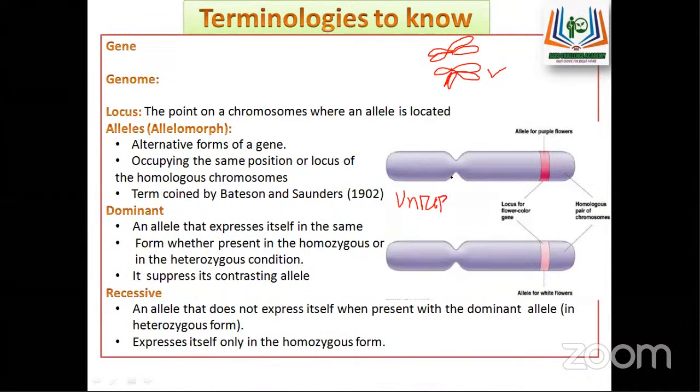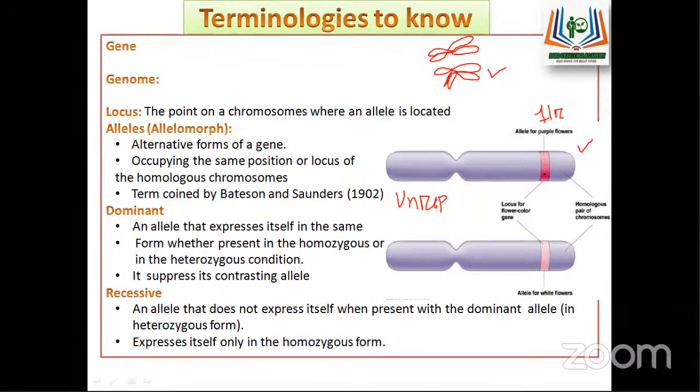In unreplicated chromosomes, each has a particular location where a particular gene will be found. Let's say this is the gene for flower color. Wherever the gene is found in this chromosome, at the same location in the homologous chromosome you can find the concerned allele. So both homologous chromosomes carry the particular gene at the same position only. That is one point.